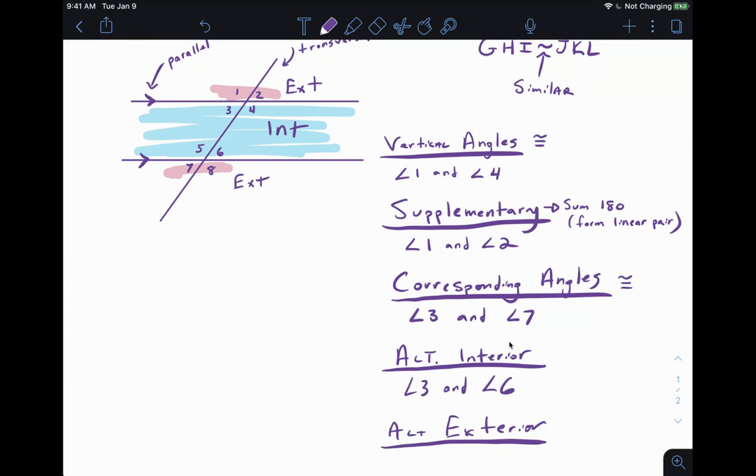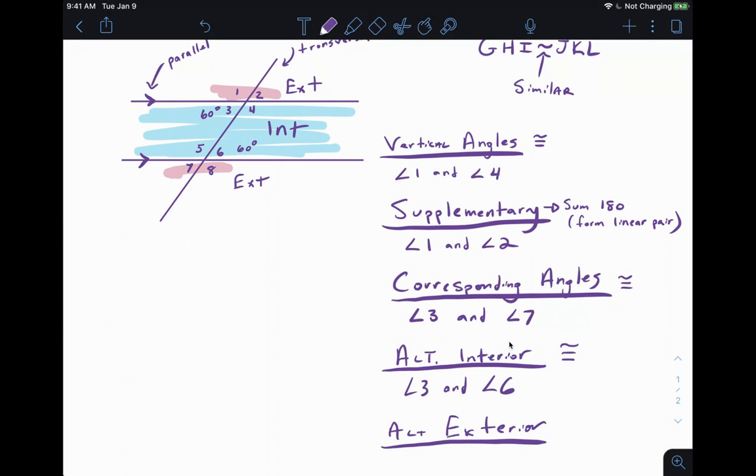So think about this. They're interior, they're inside, what we talked about, the blue. They're alternating, meaning they're on opposite sides of the transversal. That's what the alternating means here. Now, alternate interior angles are congruent, meaning, hey, if this was 60 degrees, this would be 60 degrees, right? Another example of alternate interior, there's only one more, 4 and 5. They're on opposite sides of the transversal. Okay, opposite sides of the transversal.